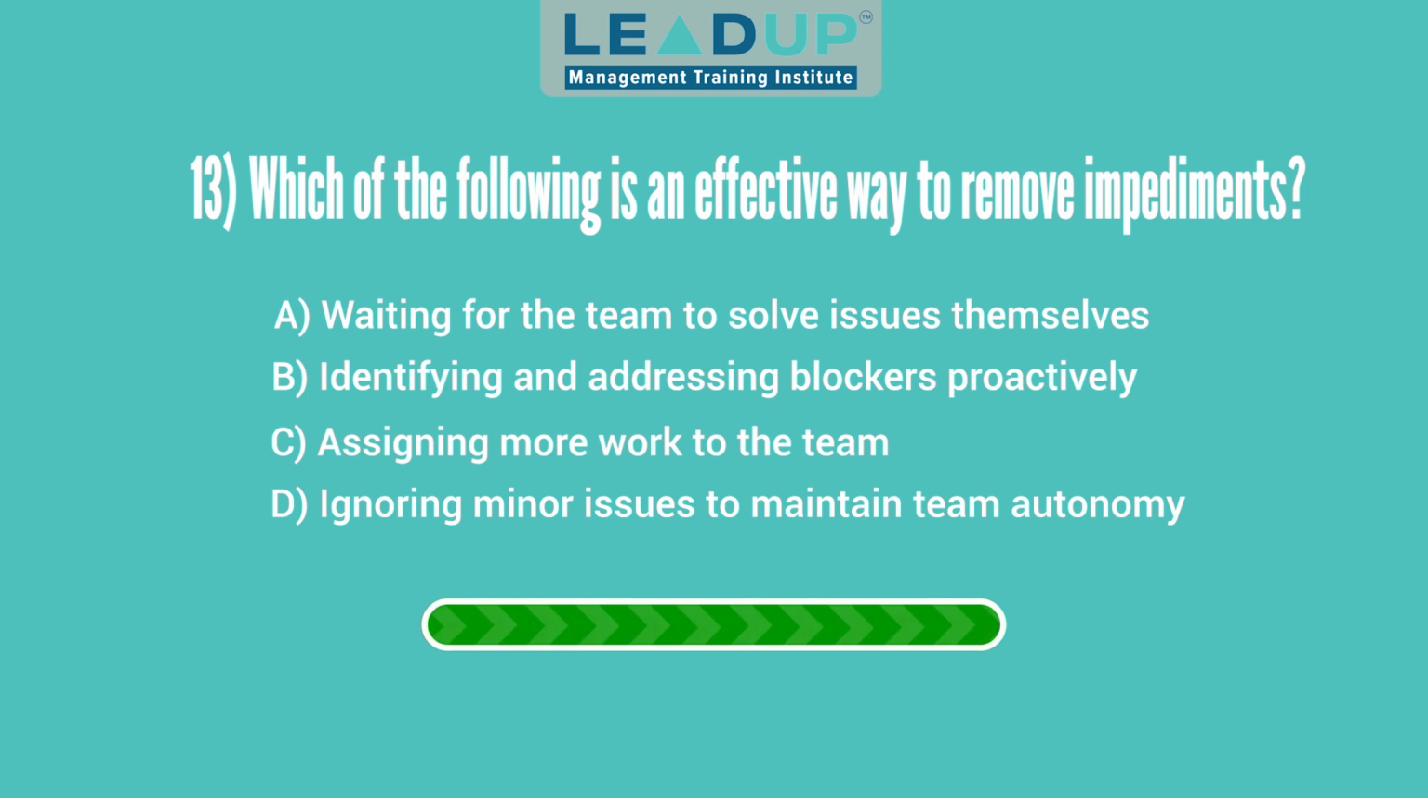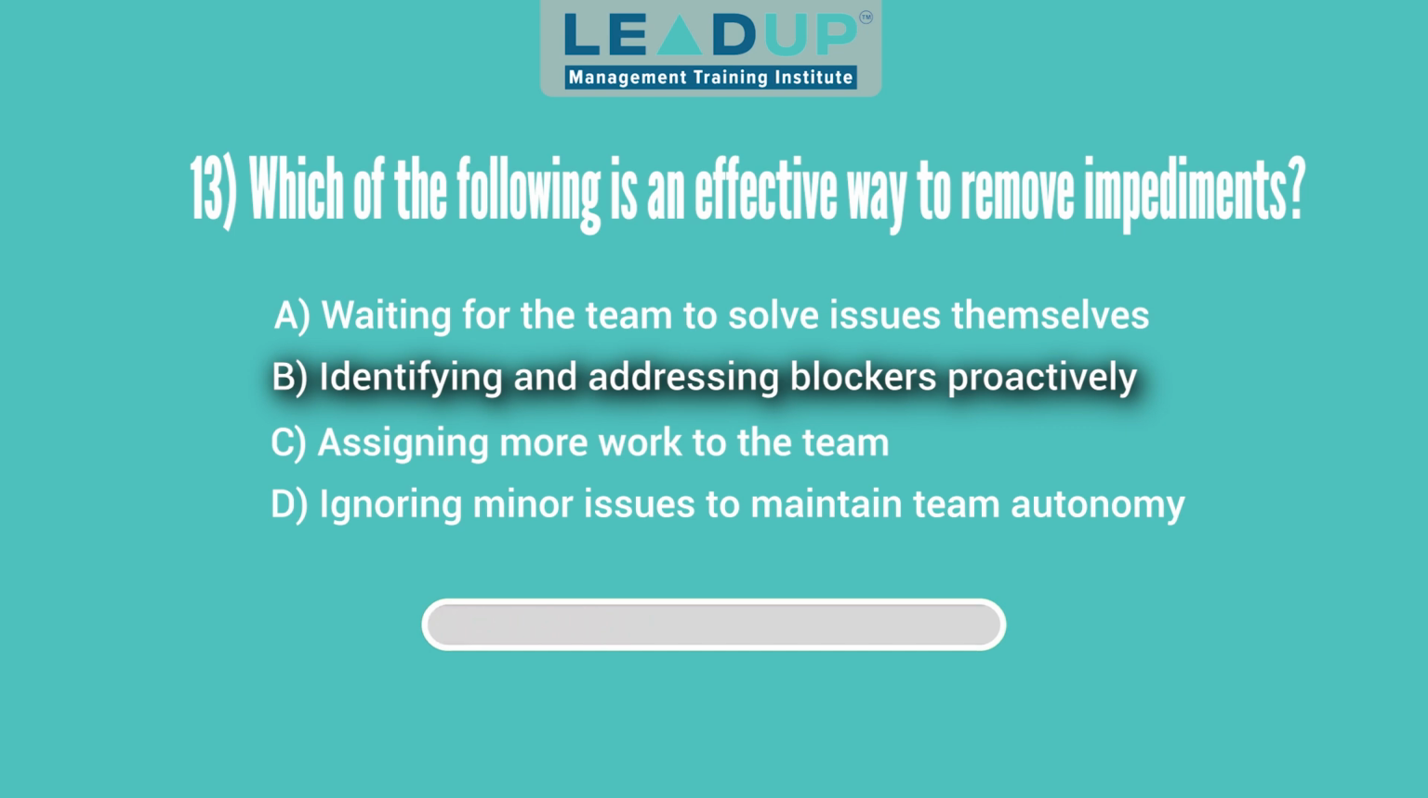Question 13. Which of the following is an effective way to remove impediments? A. Waiting for the team to solve issues themselves. B. Identifying and addressing blockers proactively. C. Assigning more work to the team. And D. Ignoring minor issues to maintain team autonomy. Answer: identifying and addressing blockers proactively.